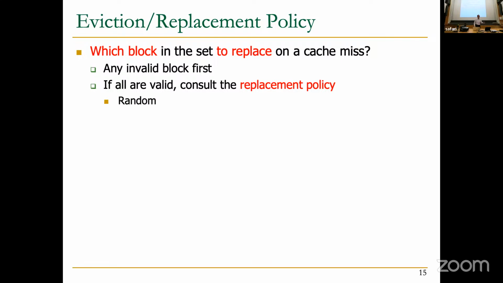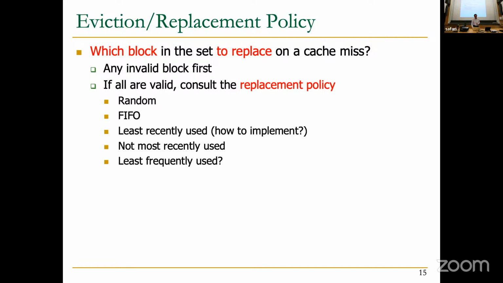So what could be a replacement policy? It could be random, as we said. If you have a 4-way set associative cache, for example, you randomly pick one of the ways and say, I'm going to replace that one. Okay, it could be first in, first out. It could be least recently used, as we're going to discuss a little bit more, because least recently used makes sense from a temporal locality perspective.